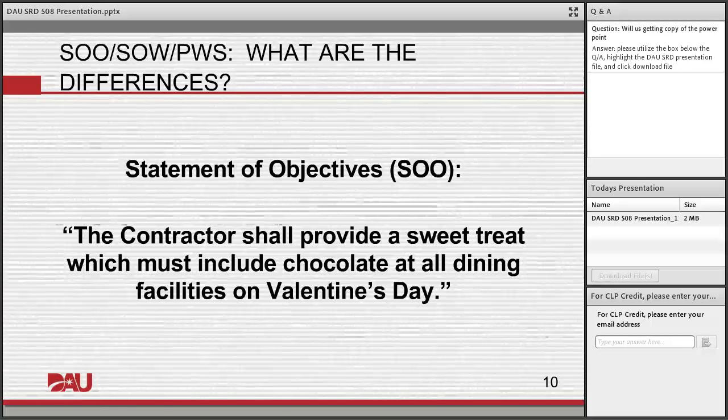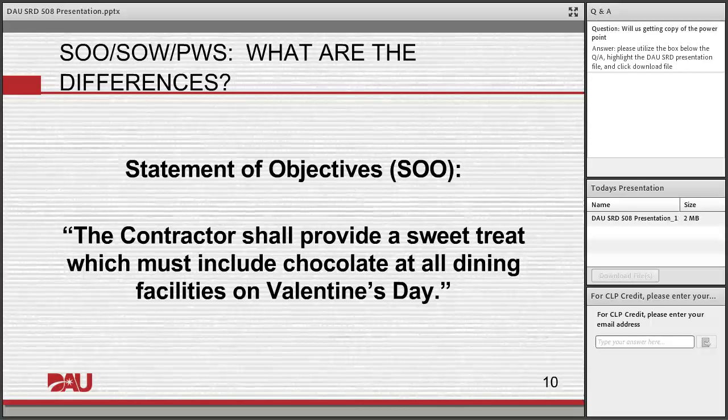So I have now 101 participants, and I would venture to say that I'm going to have 60 to 70 different answers in response to that. It can go anywhere from a chocolate kiss. It can be an Oreo cookie. It can be chocolate mousse cake. It can be chocolate Godiva cake. It can be chocolate-covered strawberries. But there are many different ways for an offeror to meet that generalized SOO.